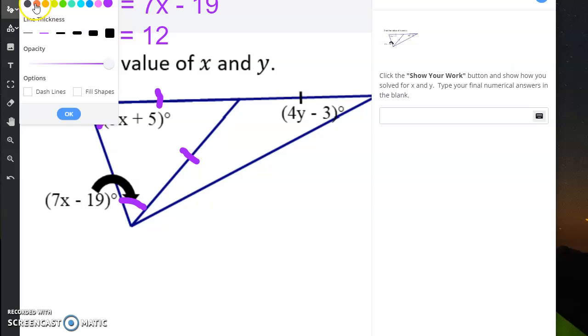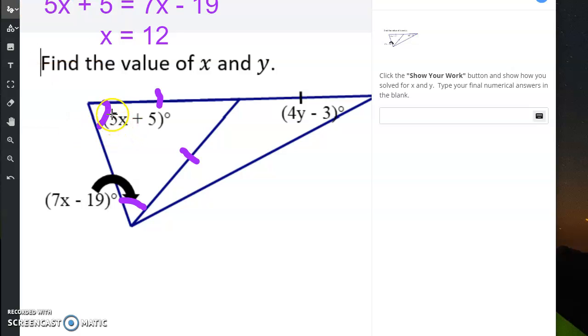So the next part is, after I figure out x to be 12, I'm going to put it back into this angle right here so I can figure out how many degrees I have at this angle, and then use that to figure out this vertex angle up here at the top. So 5 times 12 plus 5, so 5 times 12, and then add 5, is 65.